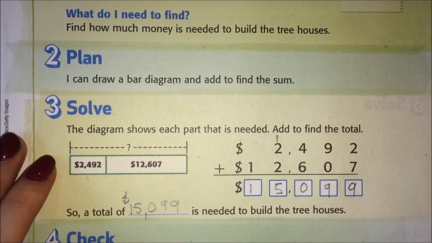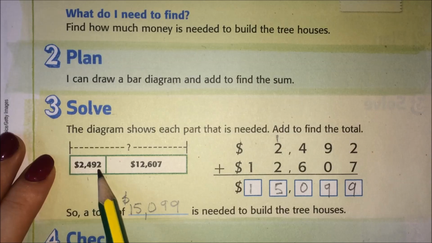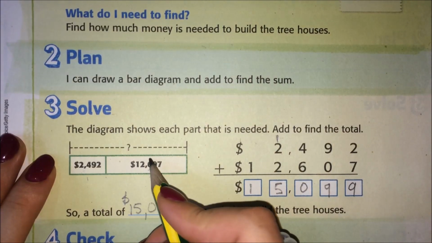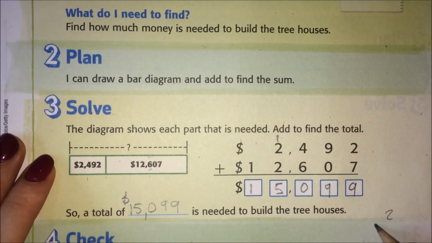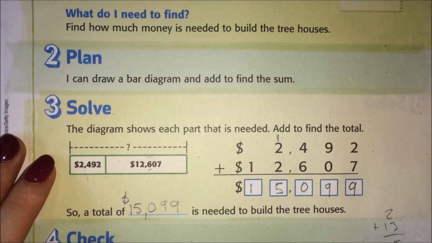Does that make sense? Okay, well, let's look at our diagram just to be sure. Let's think about just estimating. This is about 2,000, and this one, push it up, it's about 13. So 2 plus 13 is 15. So our answer should be somewhere close to 15,000. And, yep, it is.